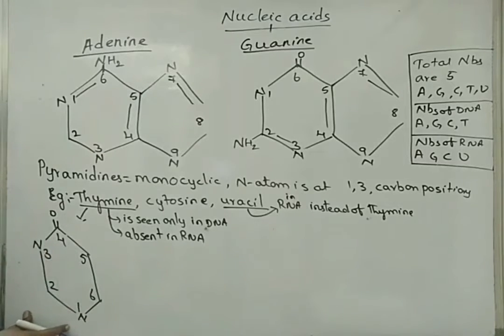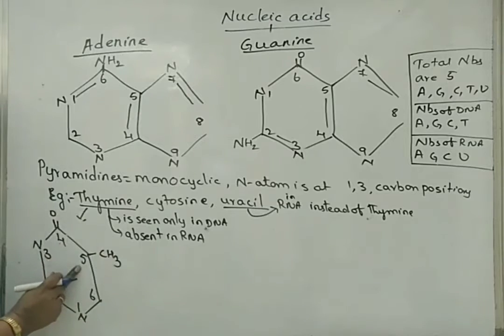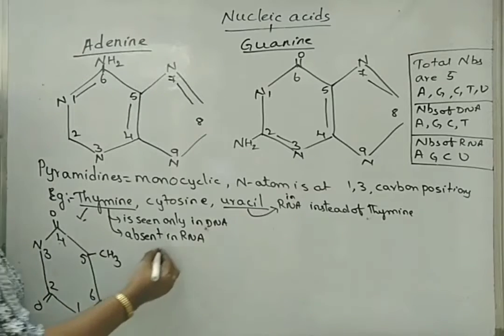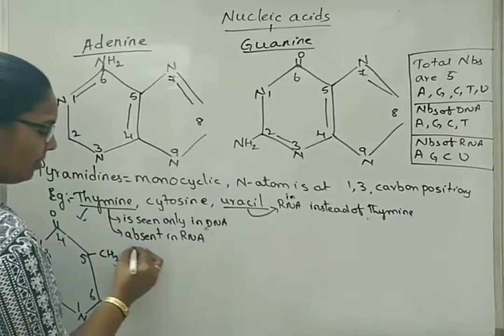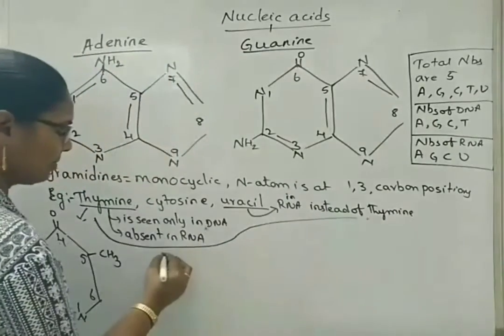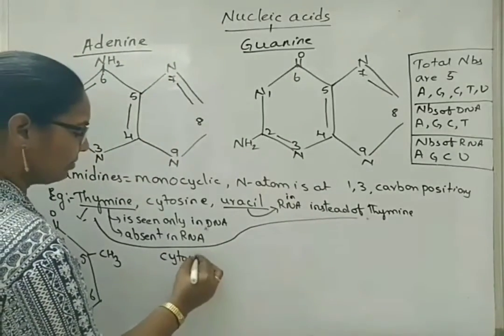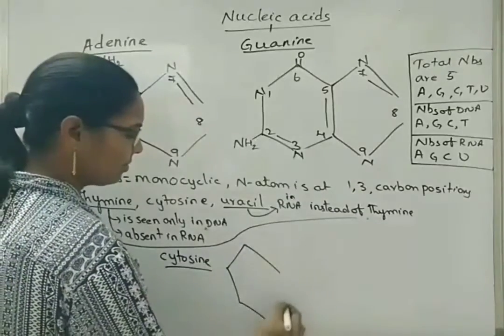The 3rd position also has one nitrogen. So it has one ketone group at the 4th position and another ketone group at the 2nd position also. It also has one more functional group, that is methyl, at the 5th carbon position. Next, coming to cytosine, we will write cytosine. What is its structure looking like?